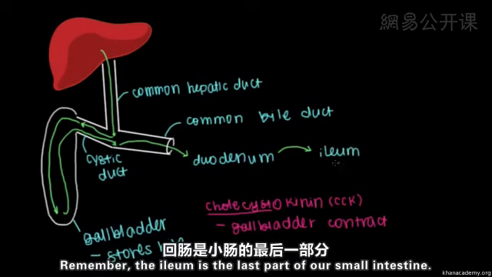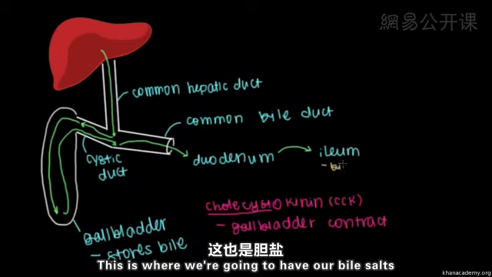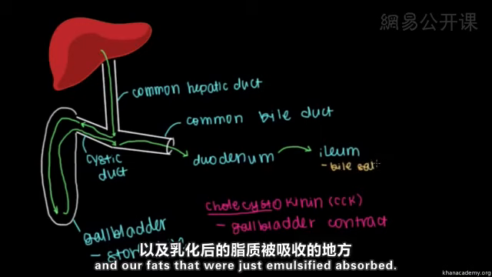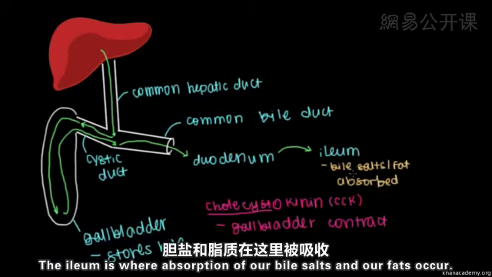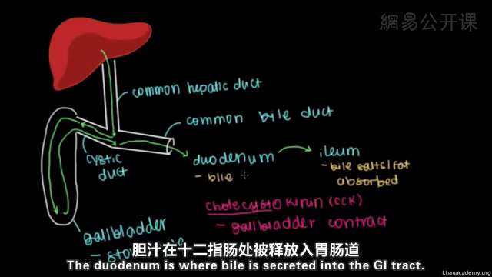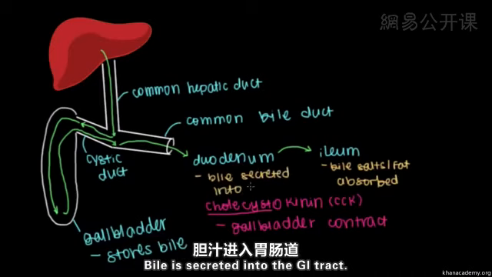Now, you remember the ileum's the last part of our small intestine. And this is where we're going to have our bile salts and our fats that were just emulsified absorbed. So this is where the absorption process occurs. The ileum is where absorption of our bile salts and our fats occur. The duodenum is where bile is secreted into the GI tract. So bile is secreted into the GI tract.